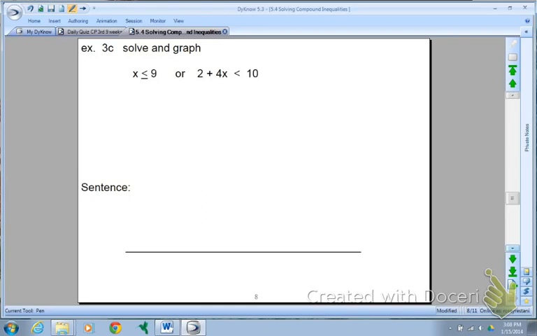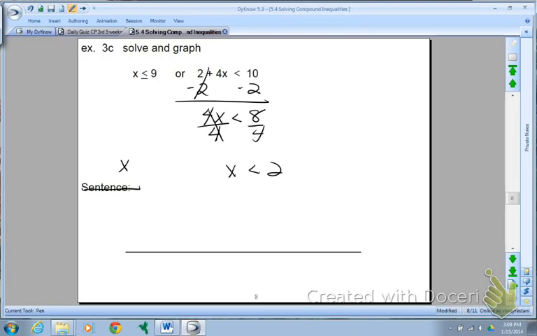Okay, example 3C. The very first equation, x is less than or equal to 9, it's already solved, so there's nothing to do there. We only have to solve the second equation. So we're going to subtract 2 on both sides. 4x is less than 8, then divide by 4. So x is less than 2. So I'm going to bring down the x is less than or equal to 9, or x is less than 2. So there's the answer there.